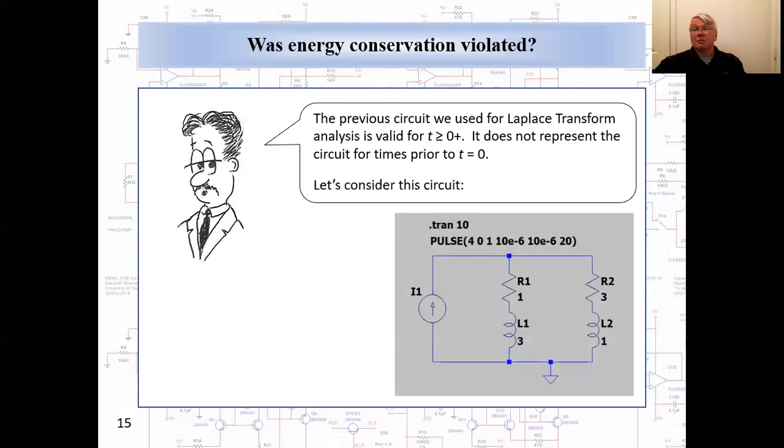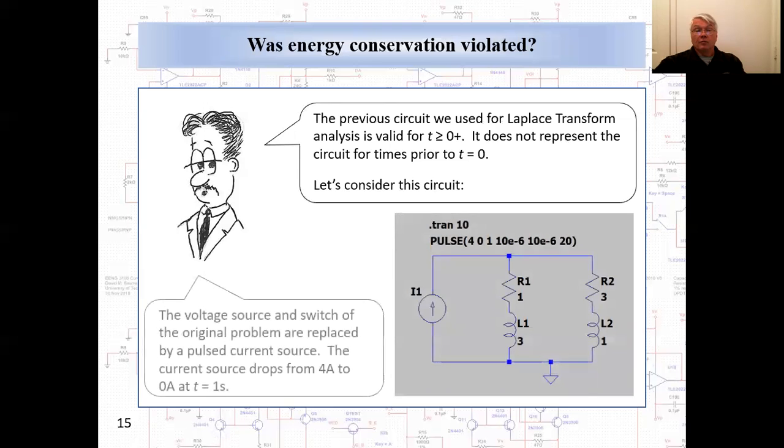So let's consider a SPICE circuit. And here, the voltage source and switch of the original problem are replaced by a pulsed current source. The initial value of the current is 4 amps. It's divided 3 amperes in branch 1 and 1 ampere in branch 2. The current source drops from 4 amps to 0 amperes at t equals 1 second.